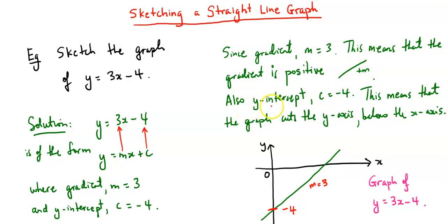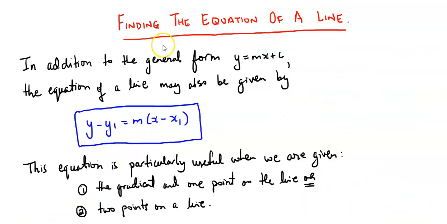Also, the y-intercept c is equal to negative 4. This means that the graph cuts the y-axis below the x-axis. So the y-intercept lies below the x-axis, so it's going to be negative here, and in this case it is negative 4. So we simply draw a line in the same direction as the gradient, cutting at negative 4. And that's our sketch of the graph y equals 3x minus 4.